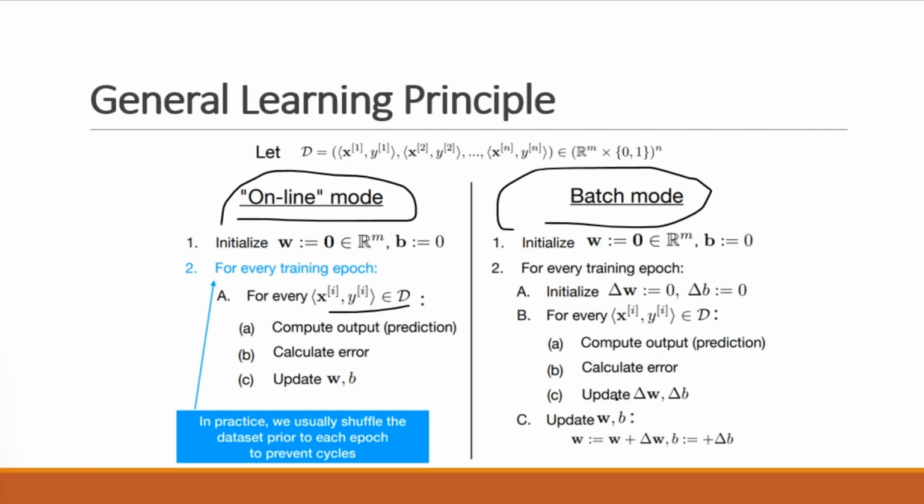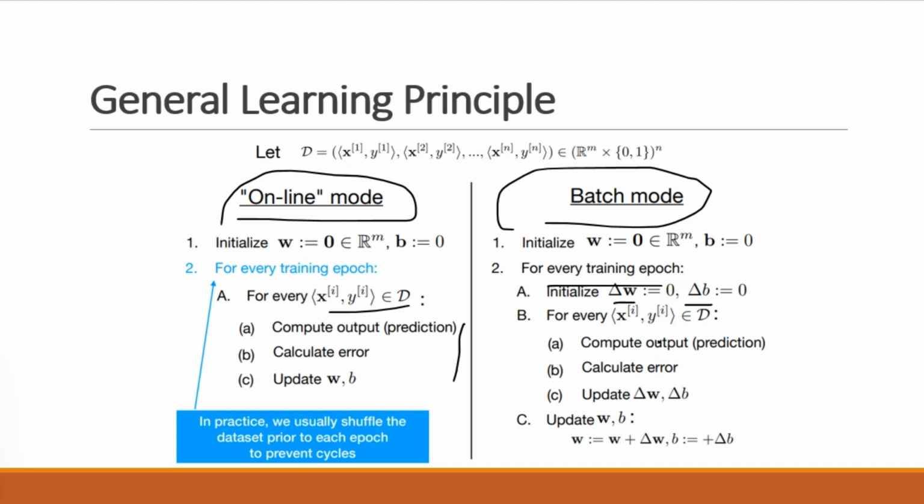Again, let's take a look at online mode on the left hand side. For each training epoch, we go over the data points, and inside each data point we update. On the right hand side, I have the batch mode. It's a little bit different. We still have a for loop over the training epoch. However, the difference now is that we initialize this placeholder here. It's delta, for change. This is a placeholder which I have for the weights and for the bias.